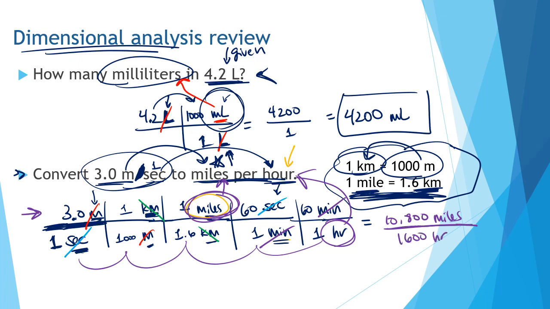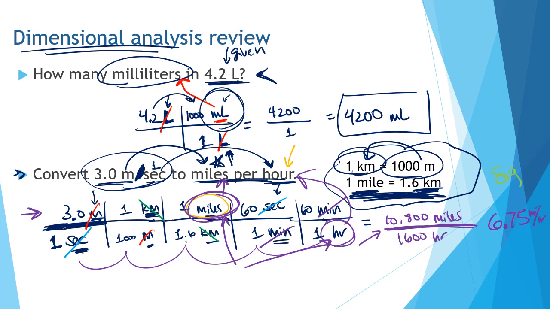Remember that this is the same thing as a fraction bar, and fractions mean divide. So our last step, we're going to divide top by bottom, numerator by denominator. 10,800 divided by 1,600 gives us 6.75. And always, we do love to use our unit labels in chemistry. So I have miles per hour. Good. Almost so good.